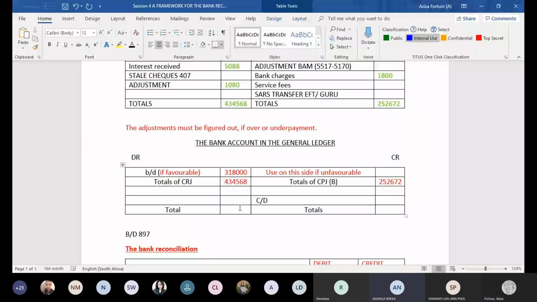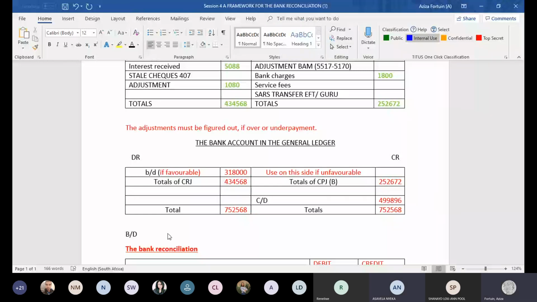We add the balance brought down with the total cash receipt journal, and you get 752,568. And then we subtract the cash payments journal amount from that. And then what do we get? And then we have our balance carried down of 499,896. And then the balance brought down will be 499,896.